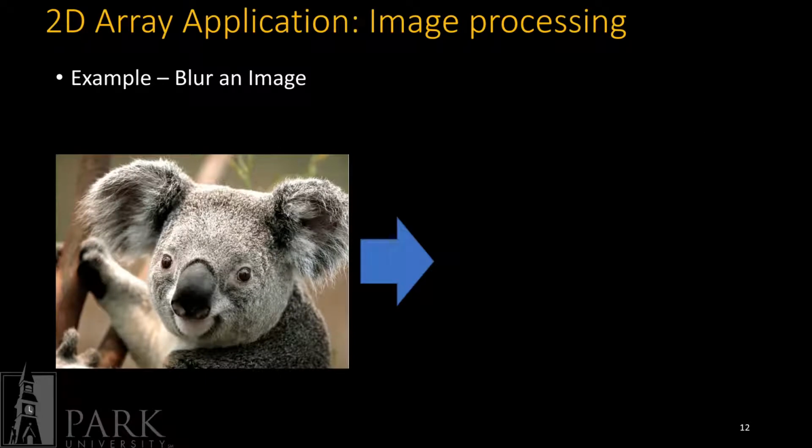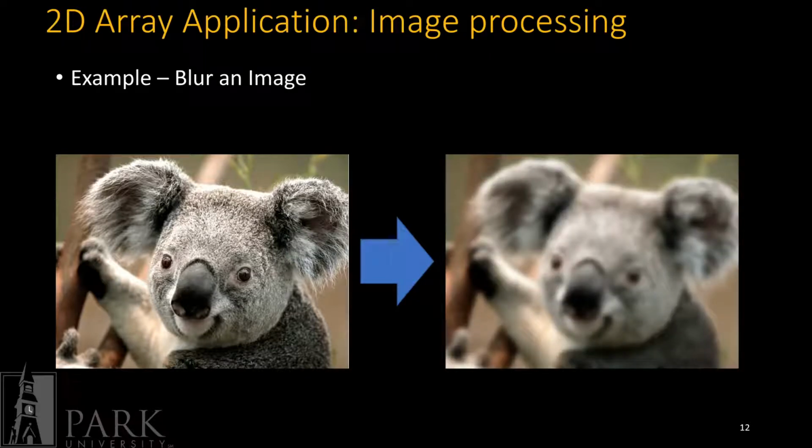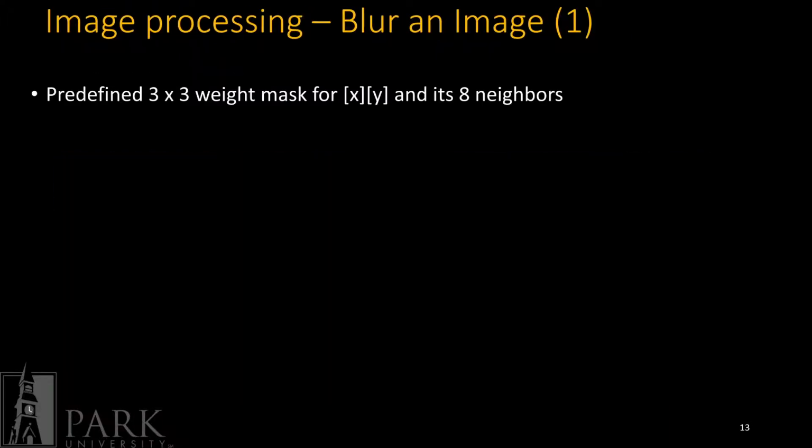One common use of a 2D array is image processing. This is because a 2D image is naturally a 2D array of pixels, with each pixel representing one dot in the image. You've probably seen the blur-an-image functionality in image processing software, and this is done by iterating over the 2D array, modifying each pixel based on what surrounds it. Image blurring is done by applying a predefined 3x3 weight mask on each pixel and its 8 neighbors.